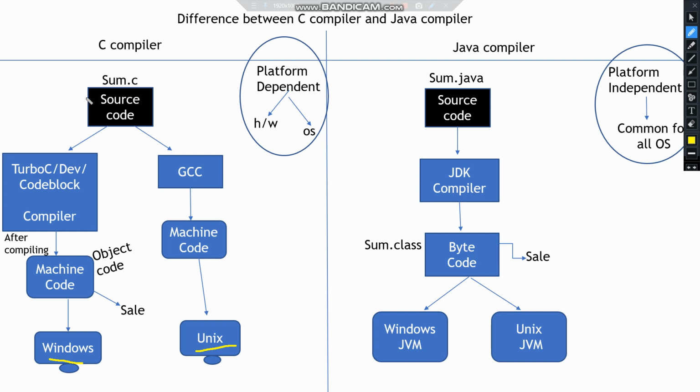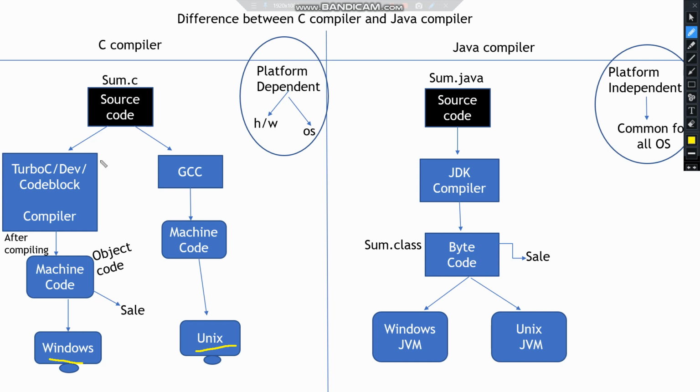Okay, so suppose this is our source code, which is sum.c. We save our source code in C with the extension .c. Now for compiling it, we can use either the Turbo C, Dev or Code::Blocks compiler, or the GCC compiler, based on our operating system. If you have Windows on your PC, then you will need Turbo C, Dev or Code::Blocks to compile this source code. But if you are using the Unix operating system, you will need the GCC compiler.